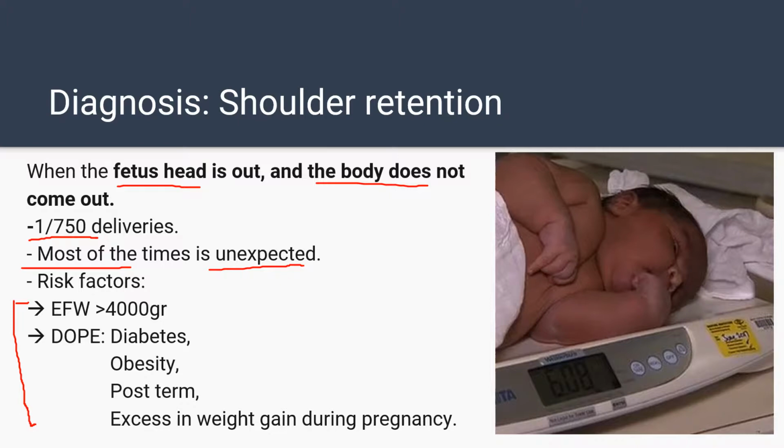aware of that. So the important risk factor here is the estimated fetal weight more than 4,000 grams, because that means macrosomy, and those babies have a bigger body, bigger head, and also bigger shoulders. This mnemotechnic can help you, that is called DOPE. That means diabetes, obesity, post-term, post-maturity, because they grow a little more, and excess of weight gain during the pregnancy.